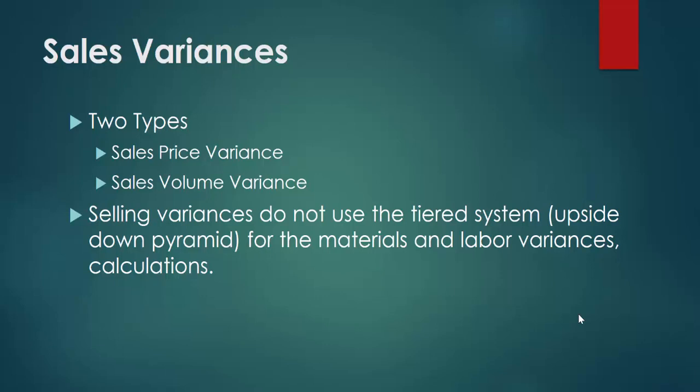In this video, we're going to be discussing sales variances. There are two types of sales variances. One is the sales price variance, the other is the sales volume variance. Unlike the other variances that we've learned about with materials and labor, we do not use the tiered system or the upside down pyramid to calculate these variances. That is because the two different sales variances don't depend entirely on overlapping data. And so we will go through and take a look and see what the calculations look like for each one of these variances.